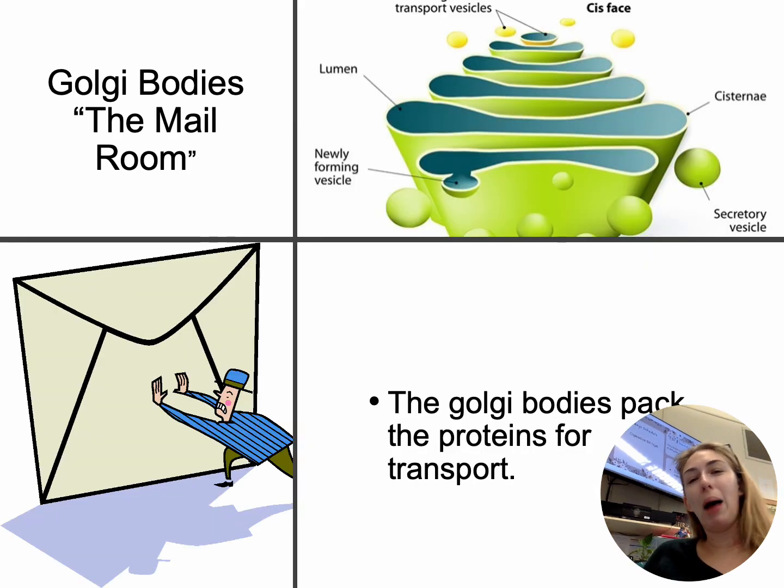Next, we have our Golgi bodies. Now Golgi bodies are known as the mailroom. That being said, the Golgi bodies are going to pack those proteins and get them ready for transport. So you can think of it like Amazon, where they're doing all the packaging. This part right here, they're not sending them out. They're getting them ready to be sent out.